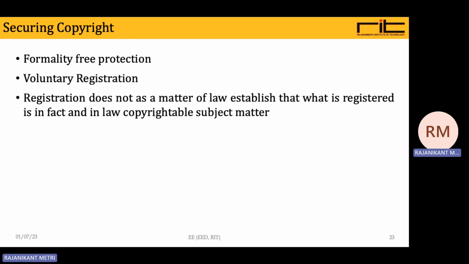Then how to copyright or how to secure these copyrights? One is formality-free protection and voluntary registration. Registration does not, as a matter of law, establish that what is registered is in fact and law copyrightable subject matter. So registration does not make it a matter of law.